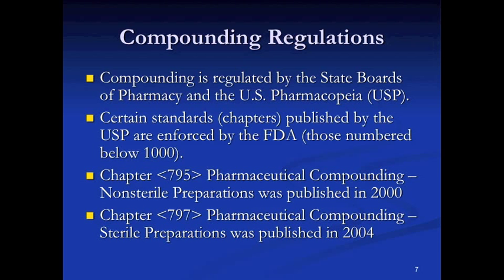The USP-NF standards are published in numbered chapters. Chapters with numbers less than 1,000 are legally enforceable by the FDA, and those with numbers greater than 1,000 are guidelines or informational chapters. Chapter 795 sets the legal standards for non-sterile compounded preparations. Chapter 797 sets the legal standards for sterile preparations.